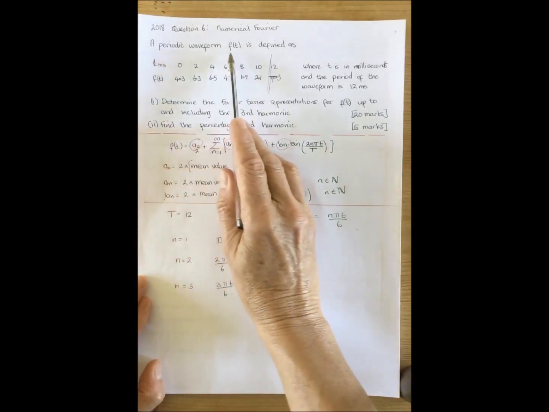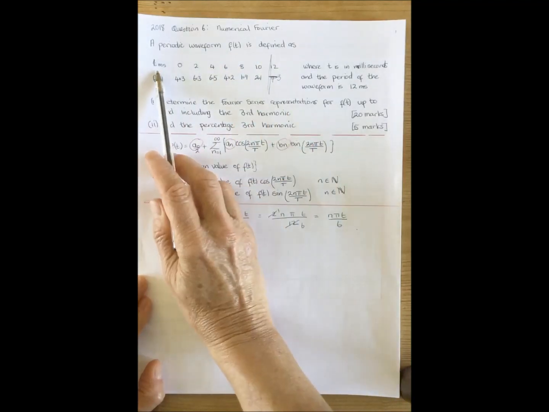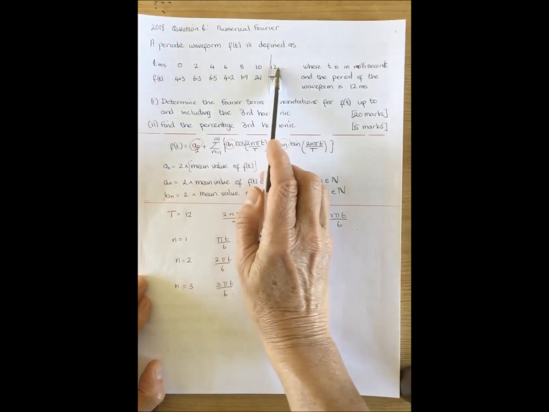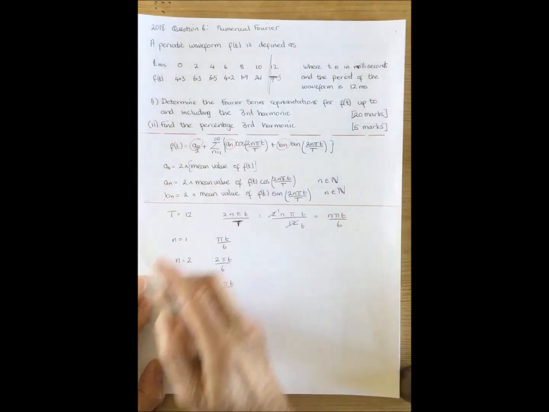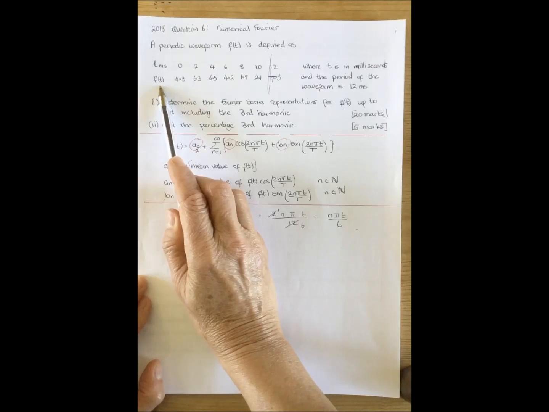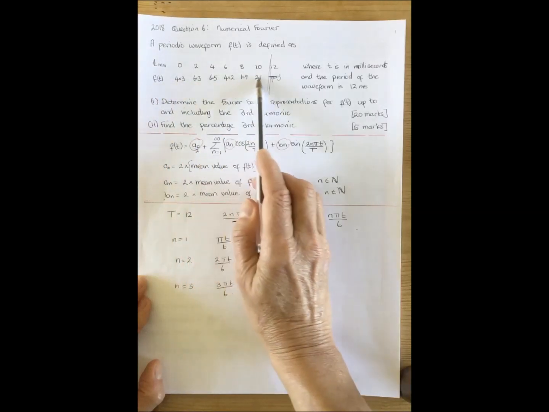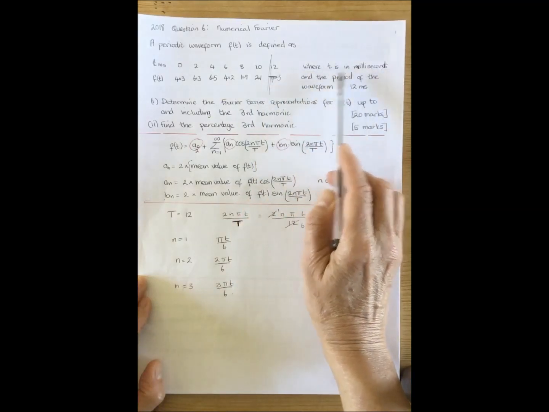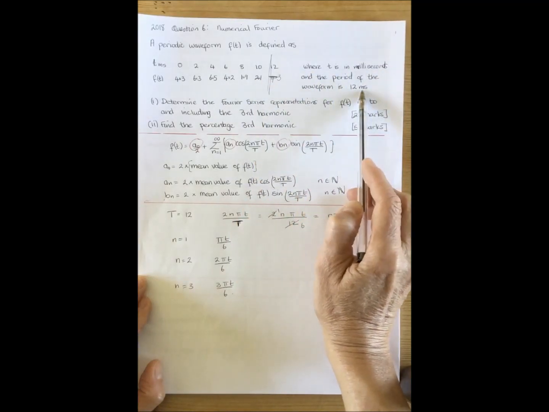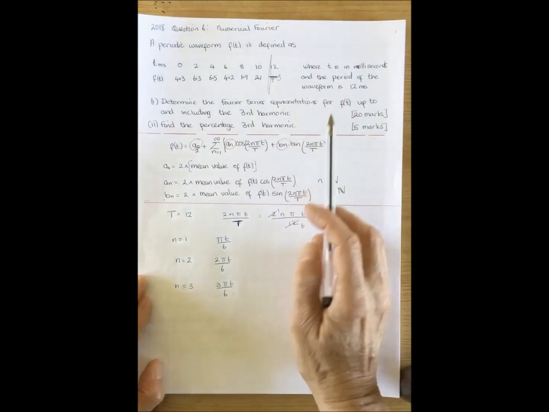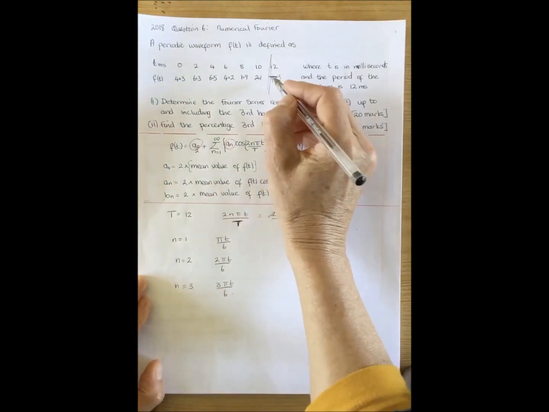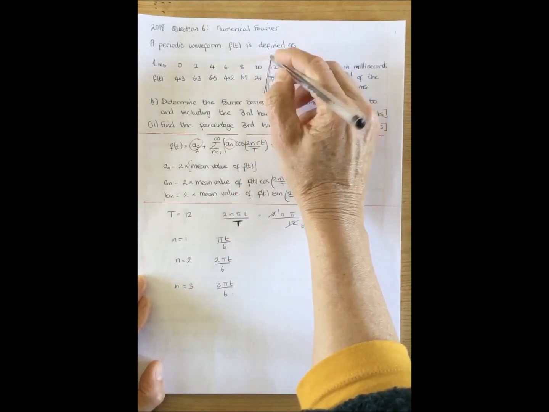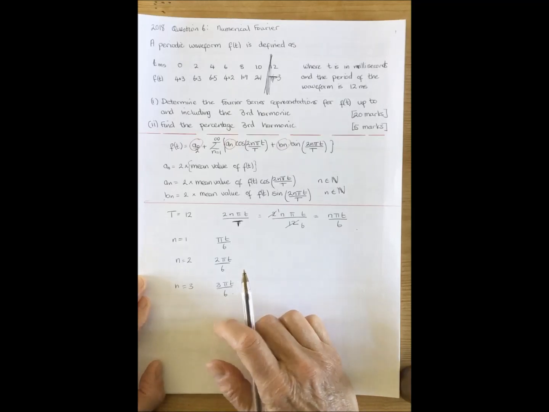So the question is, a periodic waveform f of t is defined as, and it gives you a table, t in milliseconds from 0 up to 12 in steps of 2, and f of t, a function of time, 4.3, 6.3, and right on to 2.1. And it says where t is in milliseconds and the period of the waveform is 12 milliseconds. That means it repeats itself every 12 milliseconds, which means this here would be 4.3 and the whole thing would repeat again. And we only go as far as 10.